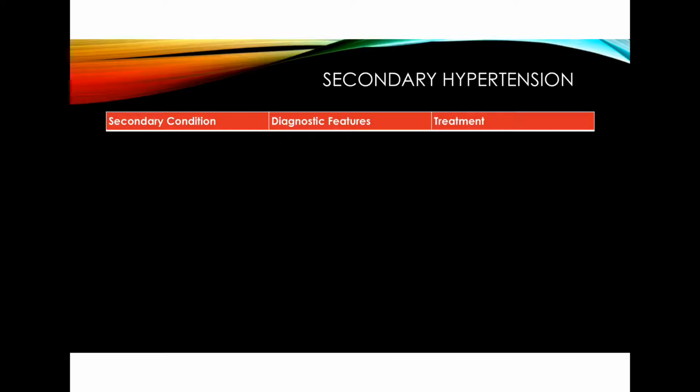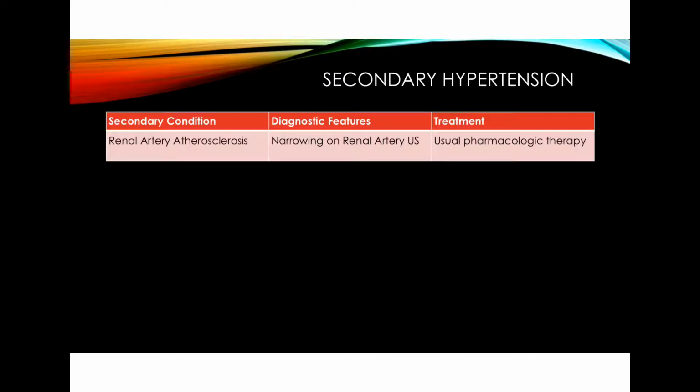Secondary causes of hypertension include renal artery atherosclerosis, which is seen in older patients with multiple cardiovascular risk factors. You'll recognize this with narrowing of the renal artery on a renal artery ultrasound. And the treatment is essentially no different than normal therapy. There's nothing specific that you would do to improve the atherosclerosis.